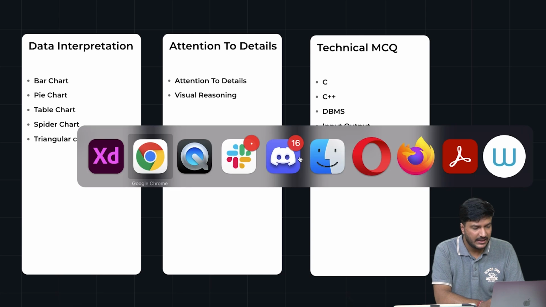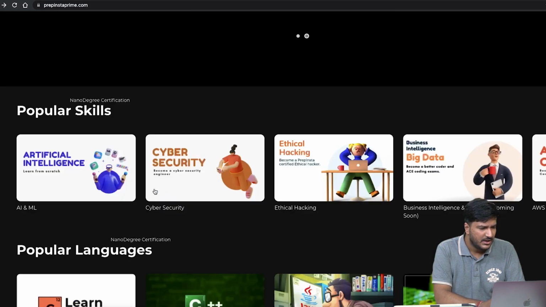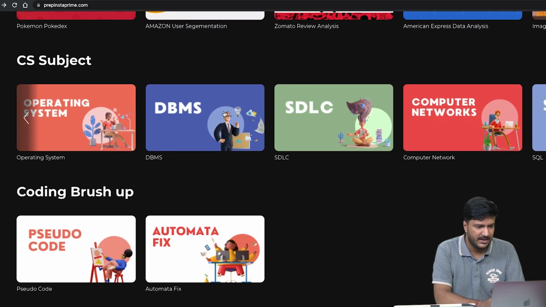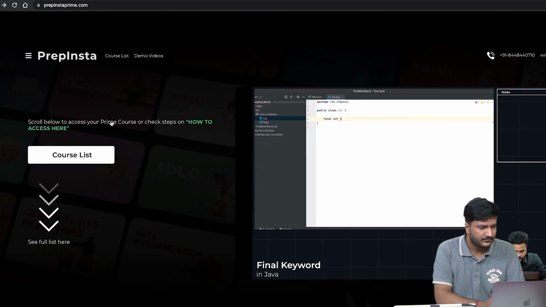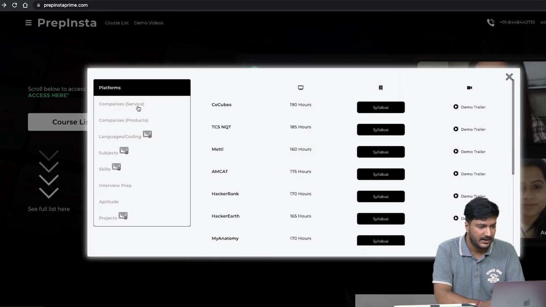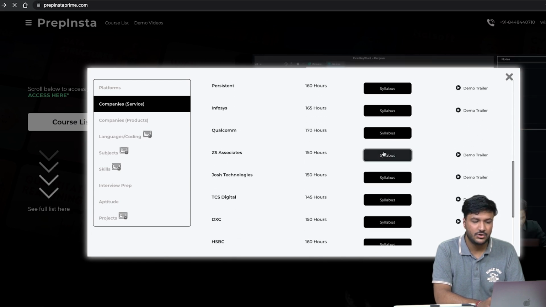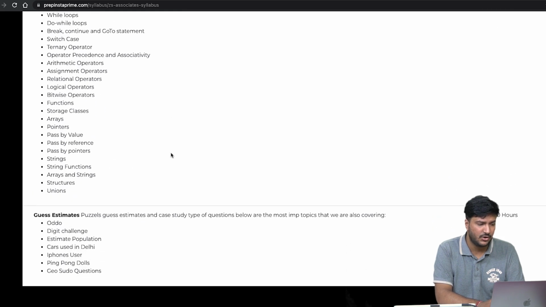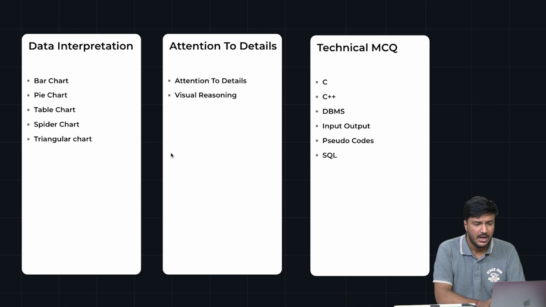How are we solving that? Again, in the ZS course, I just showed you. Let me just go back. We have a separate course on PrepInsta Prime with DBMS and SQL. But even in the ZS course that we have, we are also covering DBMS and SQL specifically for it, and I'll talk about case studies and so on. As you can see, SQL and DBMS is already here.